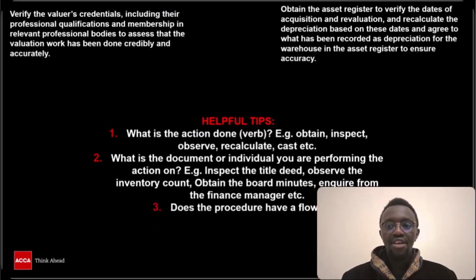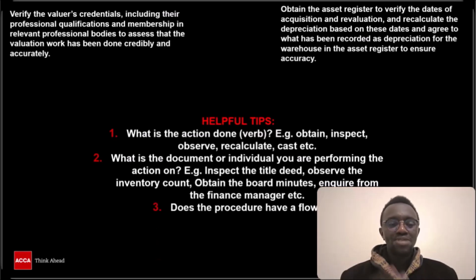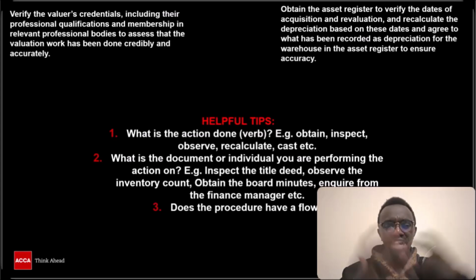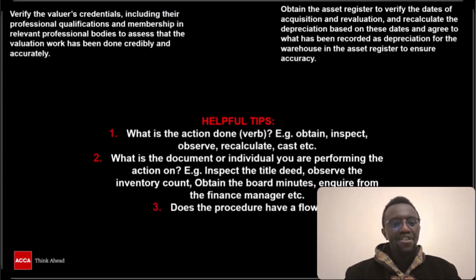And then three, does the procedure have a flow? Okay, you see, if I stopped at, let's say this, obtain the asset register, what I wrote at the top there, to verify the dates of acquisition and revaluation and recalculate the depreciation based on these dates. And then I say there, to ensure accuracy. And it might not have ended. I've recalculated, but I need to see whether the amount I've come to is what they have recorded, to see if it's accurate. So if I just stop at recalculation and I've not even verified whether they have arrived at the same figure, I may not have achieved the assertion that I'm trying to test. So let your procedure have flow.